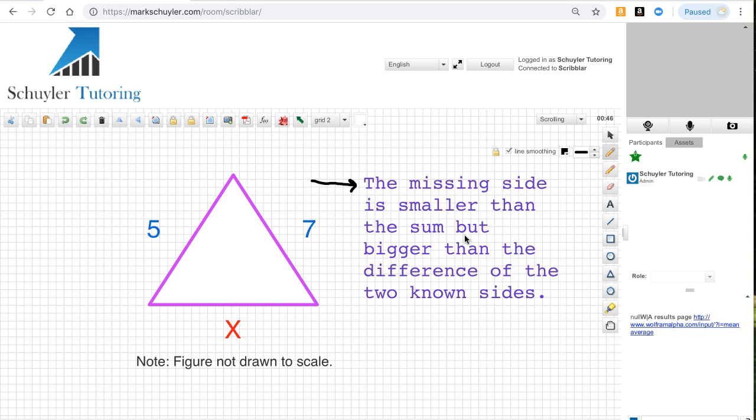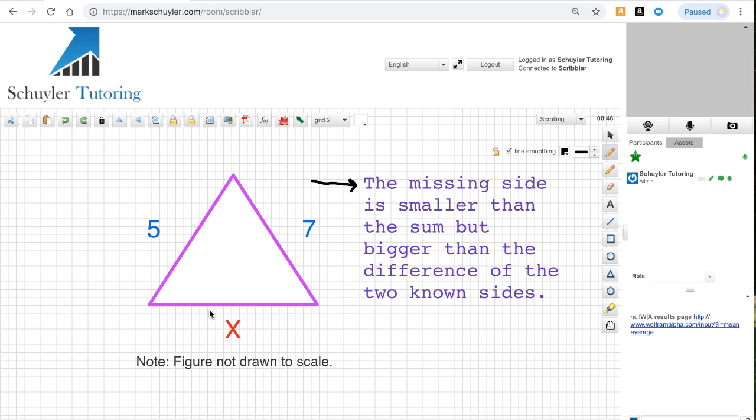The alliteration continues with but bigger than the difference. All those hard plosive B sounds: but bigger than the difference. So, smaller than the sum, but bigger than the difference. Try to think of it as a little bit of a nursery rhyme. It'll help you remember it.